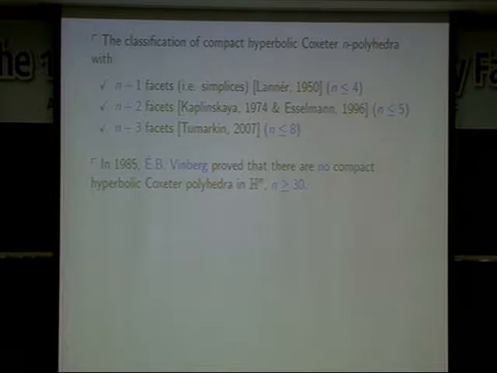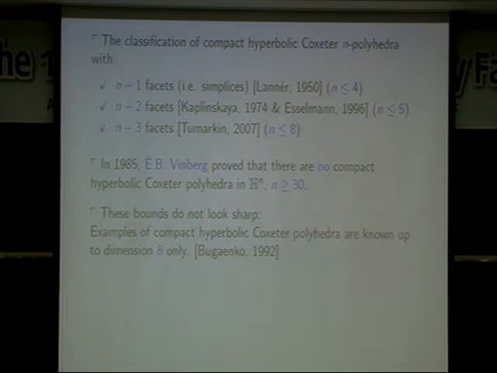But also another important theorem: Vinberg proved that there are no compact hyperbolic Coxeter polyhedra in higher dimension. So if the dimension is quite big, then there is no compact hyperbolic Coxeter polyhedra. But this bound is not sharp, because examples of compact hyperbolic Coxeter polyhedra are still known only up to dimension 8. So between 9, 10 and 28, 29, we don't know if they exist or not.